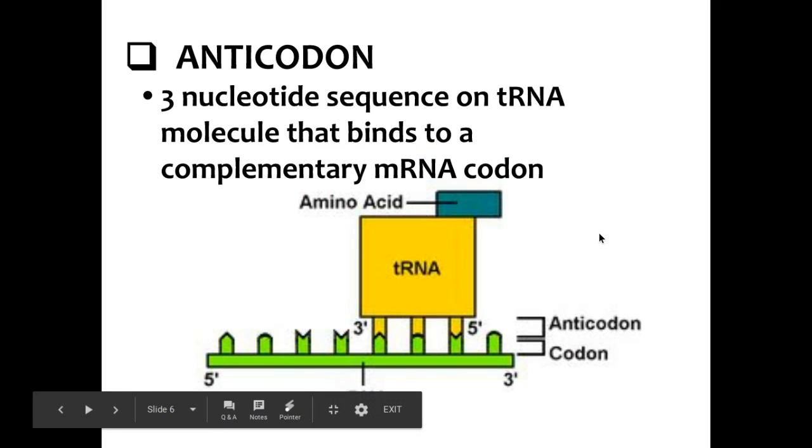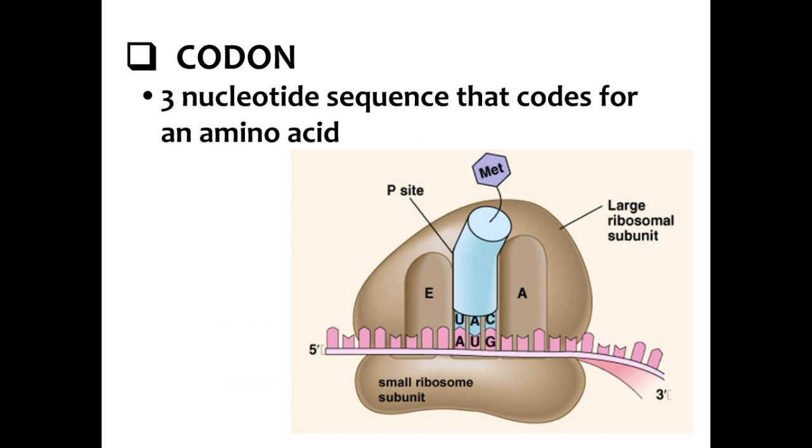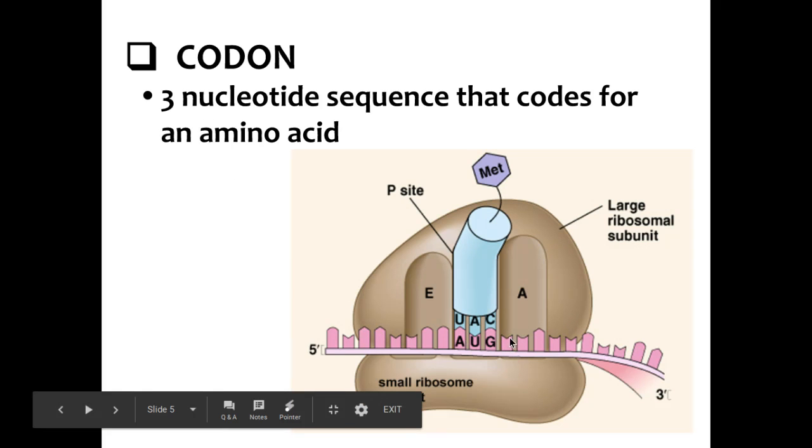The anticodon is the complementary base pairs on the bottom of the transfer RNA that match the messenger RNA. Let me go back one. So here's the codon. UAC will be the anticodon. It does not code for anything. It just allows these base pairs to hook up on the ribosome in order to make that amino acid chain.